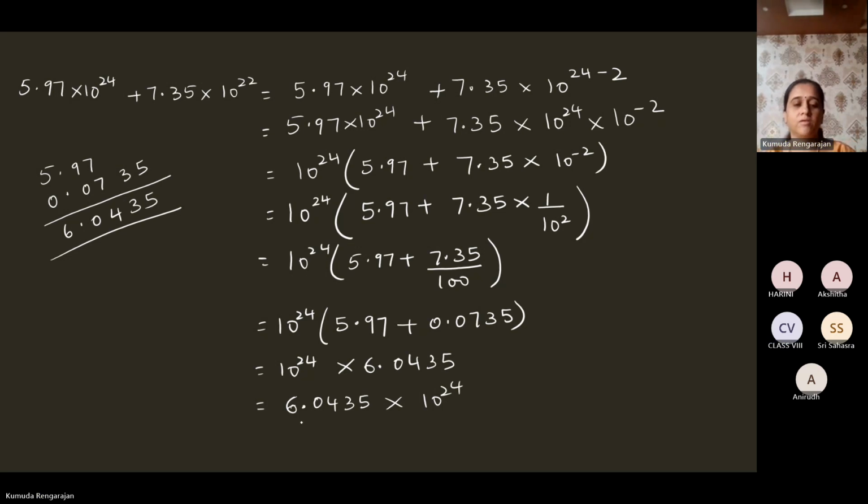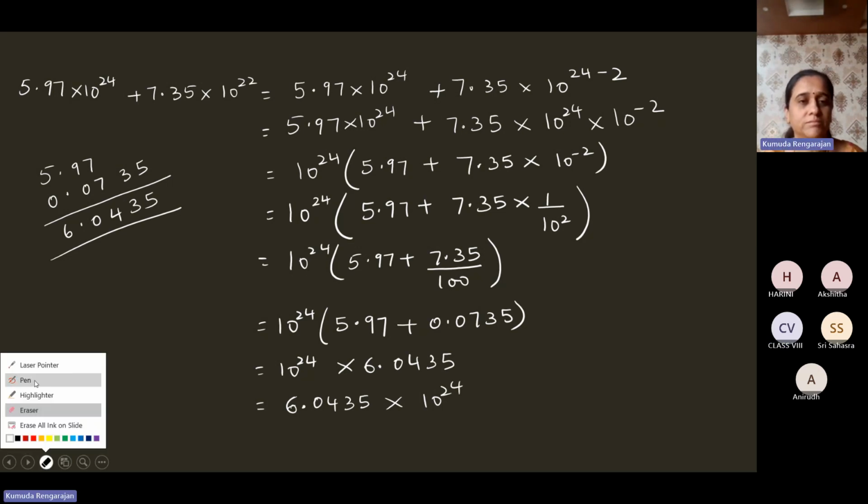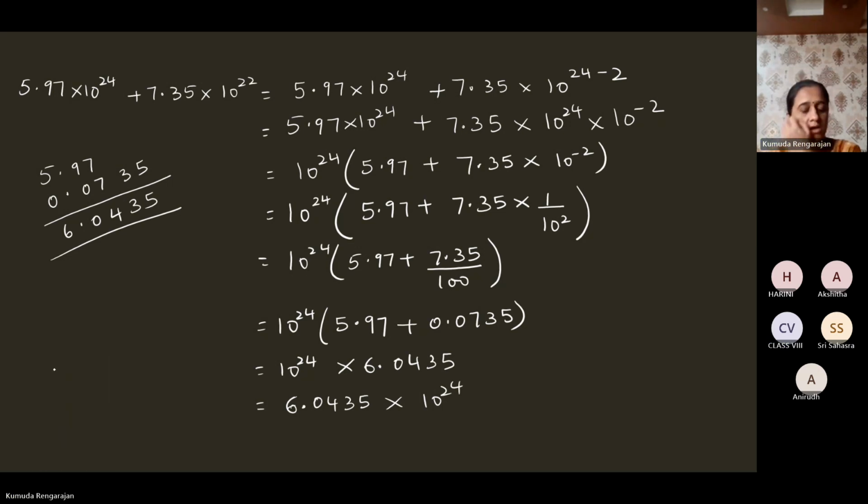Okay, fine. So this number is between 1 and 10. So you don't have to change this. So this one is already in the standard form. Yes, ma'am. This is the final answer. So the total mass of the Earth and the Moon is 6.0435 into 10 to the power 24 kilograms.